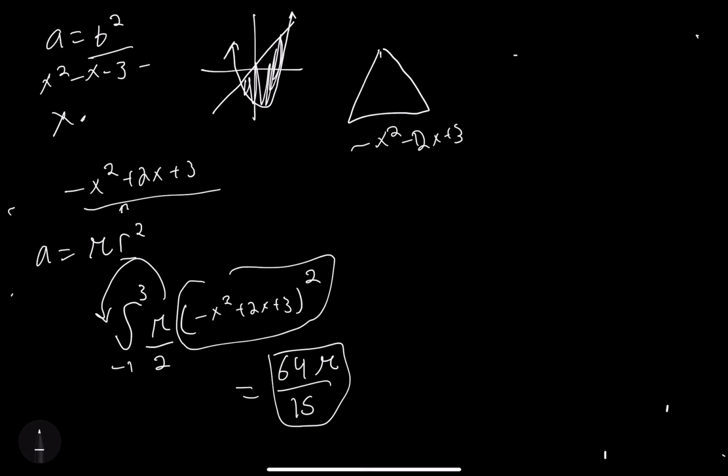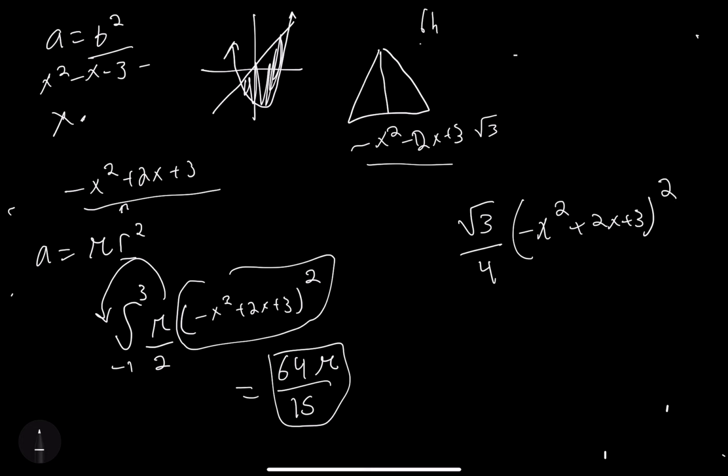So in order to find this, because we need the area as base times height, this is the base. Height is going to be √3 times that, because this makes it a 30, 60, 90 triangle. And you're going to end up with √3 over 4 times (-x squared plus 2x plus 3) squared. And that will end up giving you 128 √3 over 15.